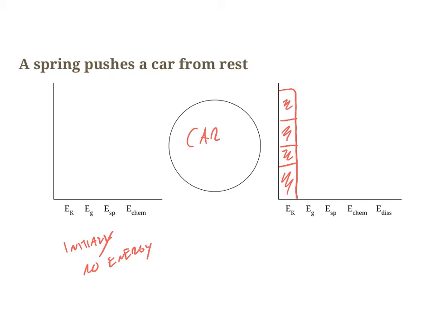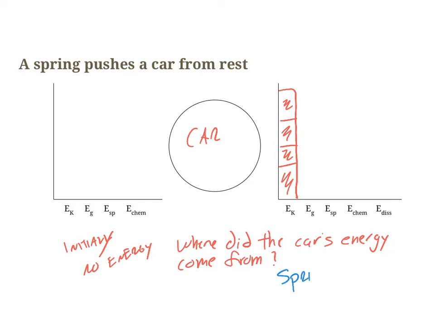So what's going on here? Why are we representing it this way? Or more specifically, a better question to ask is, where did the car's energy come from? So the answer to that question, hopefully you'll be able to identify, is it came from the spring. So the spring transferred its energy to the car.